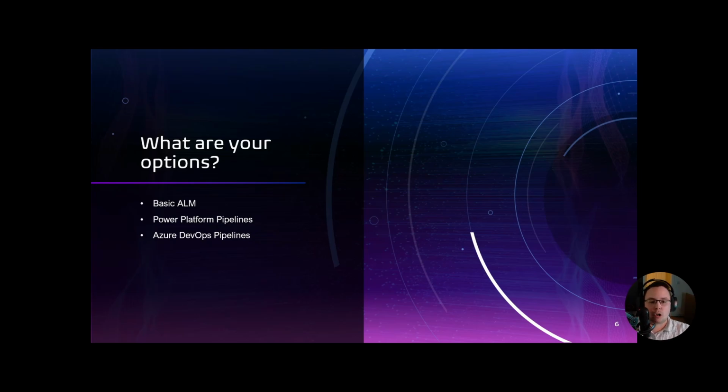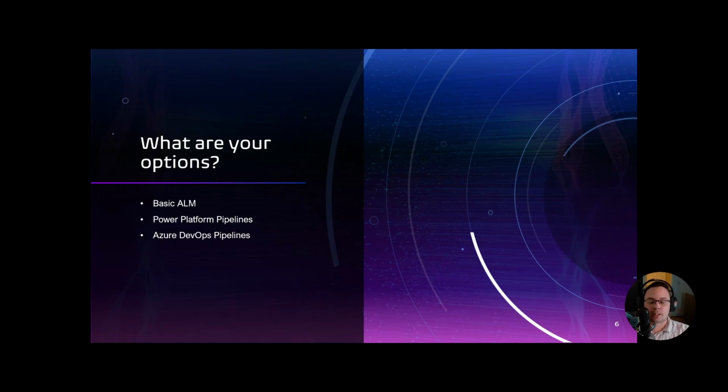But what are our options for automation? Well, we've actually got 2. One of them is an out-of-the-box solution to some degree from Microsoft and is Power Platform Pipelines. And the other one is Azure DevOps Pipelines. We're actually going to see both today.